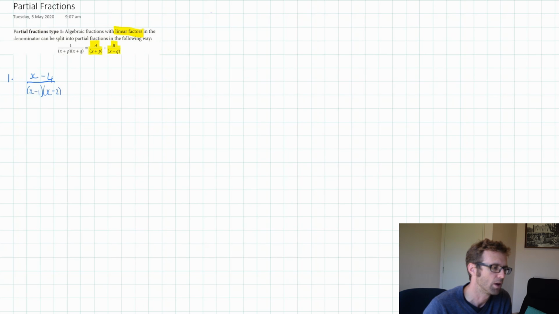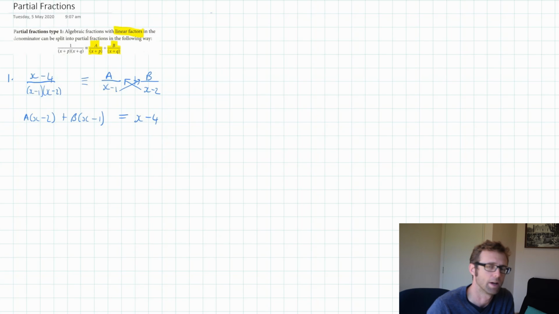We've got x minus 4 all over x minus 1 into x minus 2. And I'm going to say that's equivalent to a, which I don't yet know, but I'm going to find out, over x minus 1 plus b over x minus 2. Now, I know that a into x minus 2 plus b into x minus 1 is equal to x minus 4. You might be thinking, how on earth do I know that? Well, because when I cross multiply, I get this, don't I?